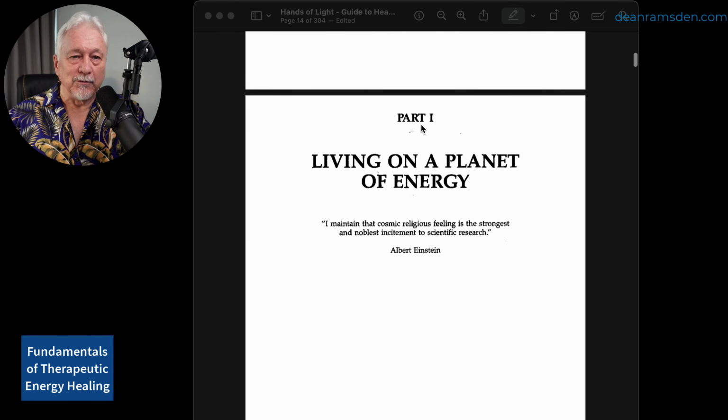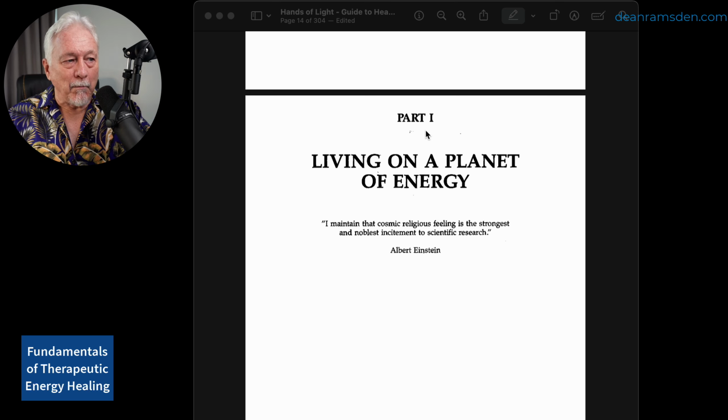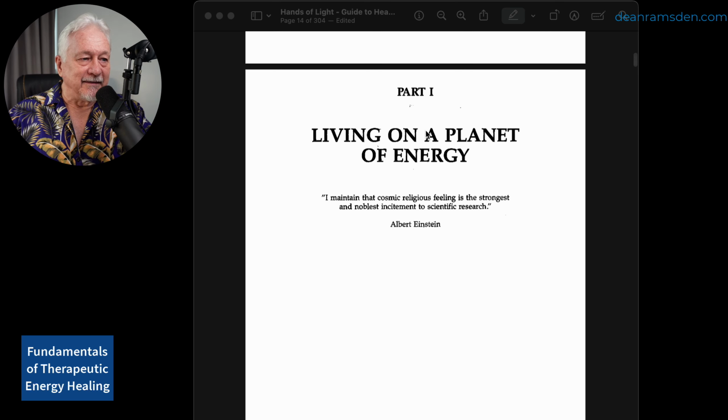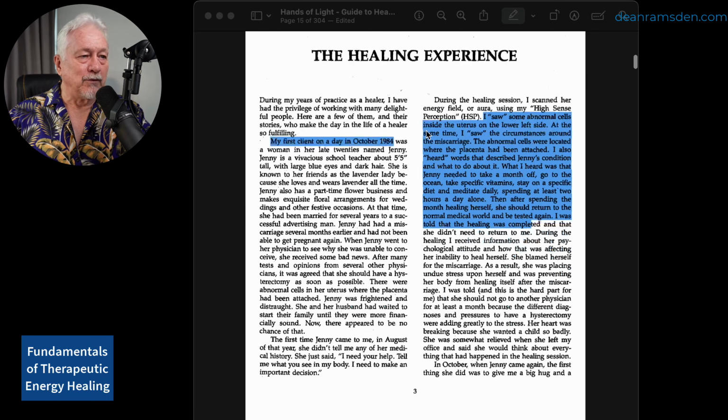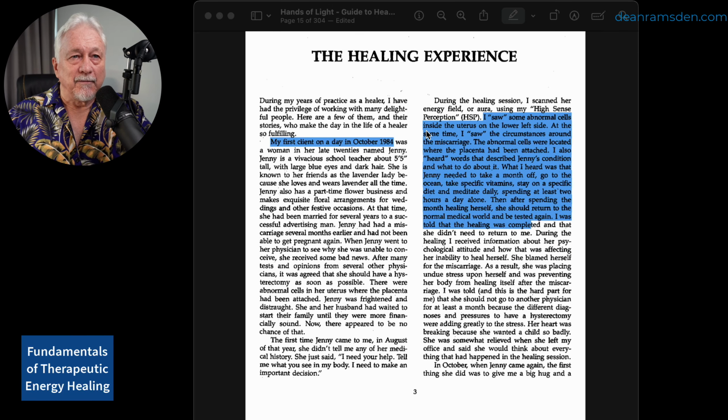Let's move into part one, living on a planet of energy. Now, this we could pause at because we could do a whole series just on how to look at our cones of perception. And Barbara writes about cones of perception later in the book. Our ability to perceive something through a particular sense, either through a regular, entrained sense: eyesight, touch, taste, sound.